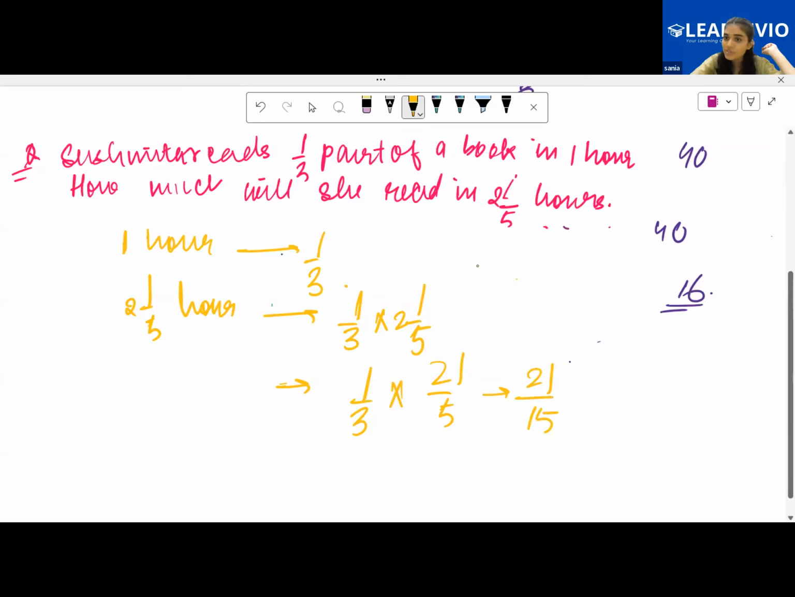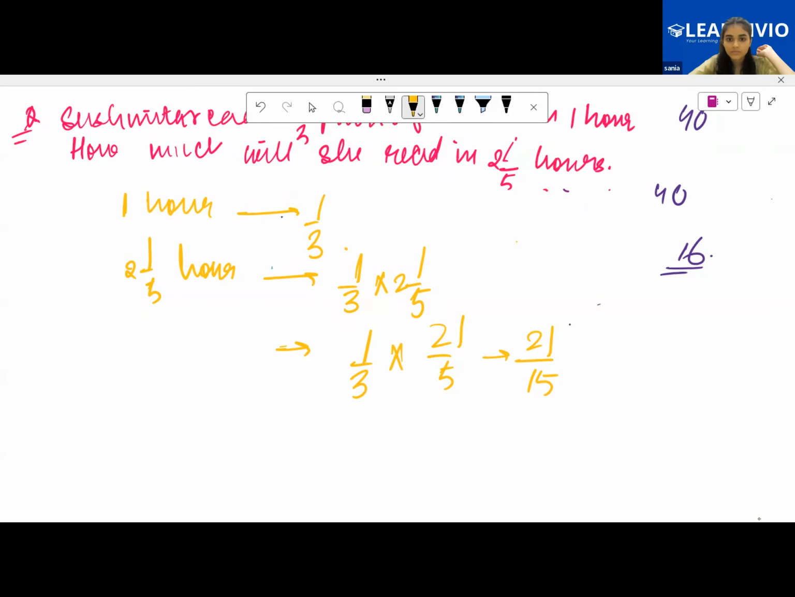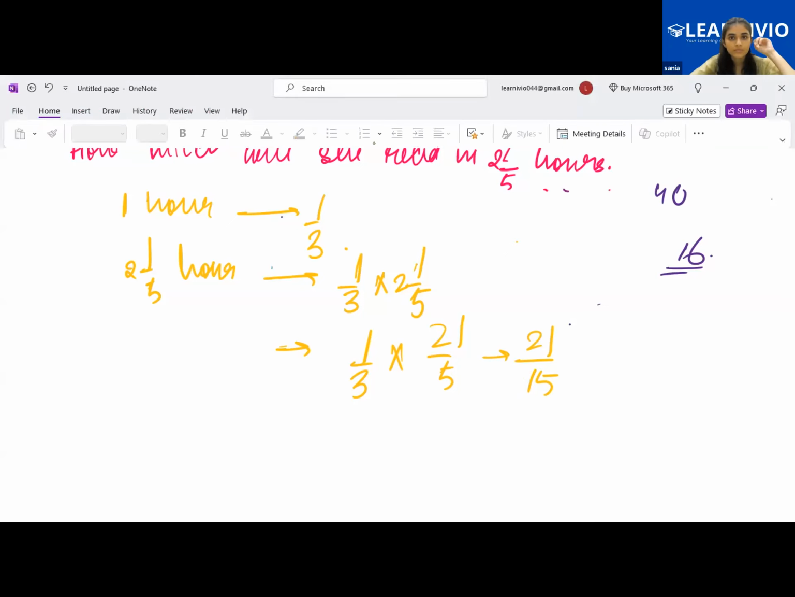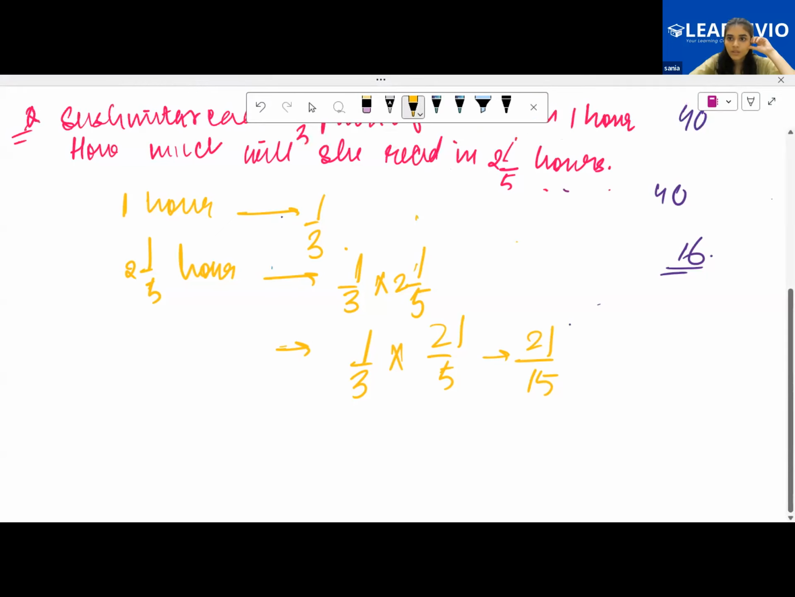Now, Zunera, the question for you is, please convert 21/15 into its simplest form. 7/5. You got 7/5. Very good. So she's able to read 7/5 part of the book in 2 whole 1/5 hours. Very good.